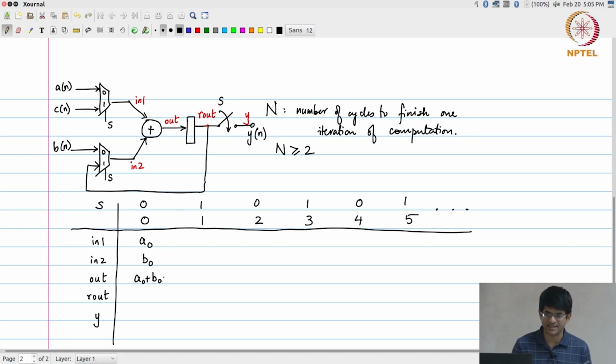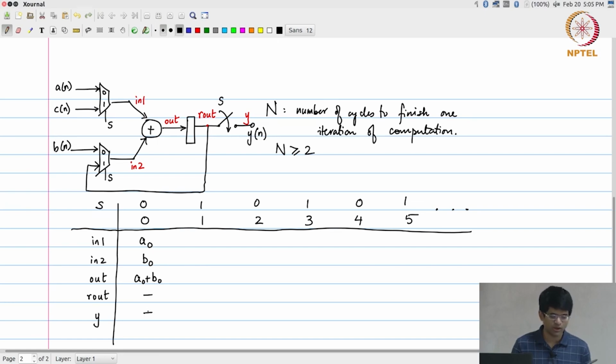This is combinational, that is why I am putting it in the same clock cycle. Okay. What can I say about R out? At time 0, I simply do not know what it is, it is X, undefined. So, I will just leave it blank. Similarly, Y also I do not know, because I do not know what was the previous state of the register.